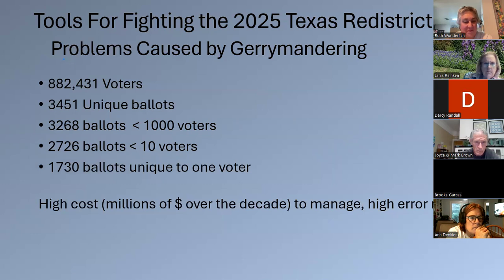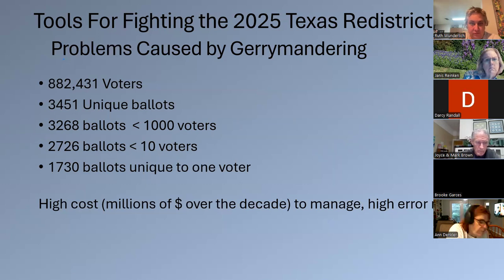This adds a high cost in the millions of dollars to county election offices, and it has a very high error rate. They were still finding errors in their voting lists on districts in 2018.